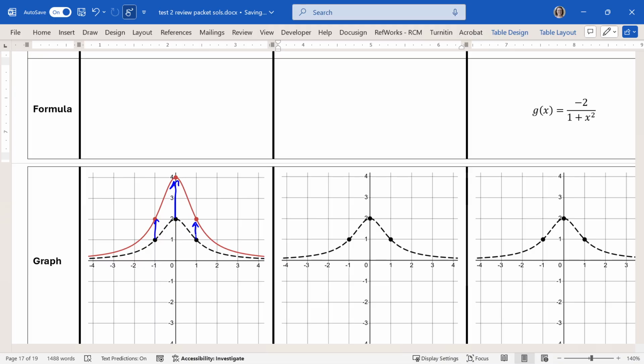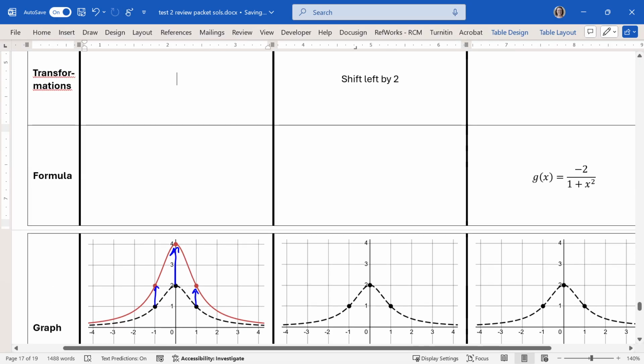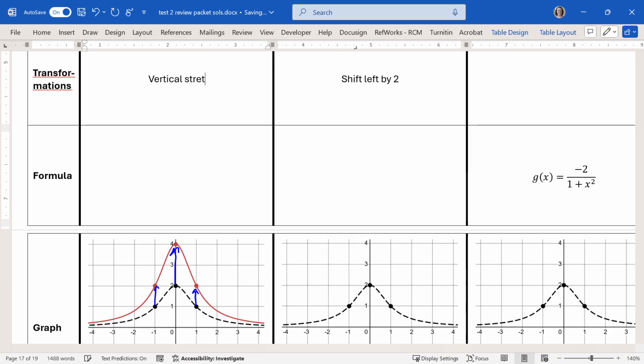So that tells me this is a stretch, not a shift. So it looks like the y value of this left point went from 1 to 2, the center point went from 2 to 4, and then the third point went from 1 to 2. So it looks like all the y values are doubling. Then that means that this is a vertical stretch by a factor of 2.